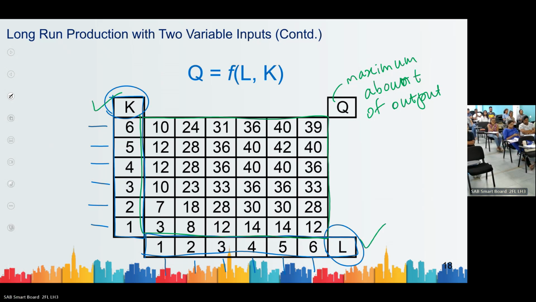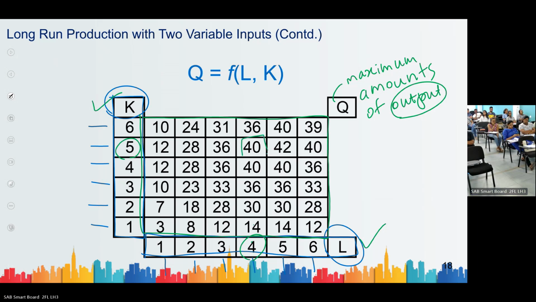These values are the maximum amounts of output that this firm can produce by combining different levels of capital and different levels of labor. For example, if this firm combines 5 units of capital and 4 units of labor, how much can they produce? How much output can they produce?